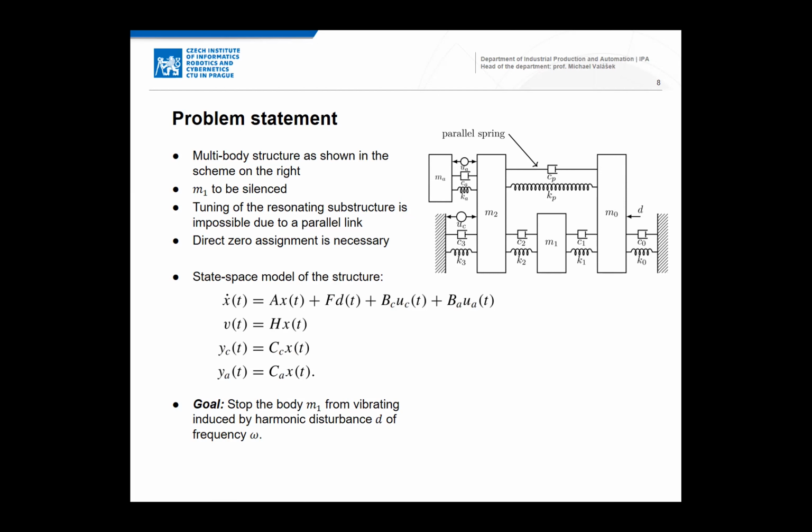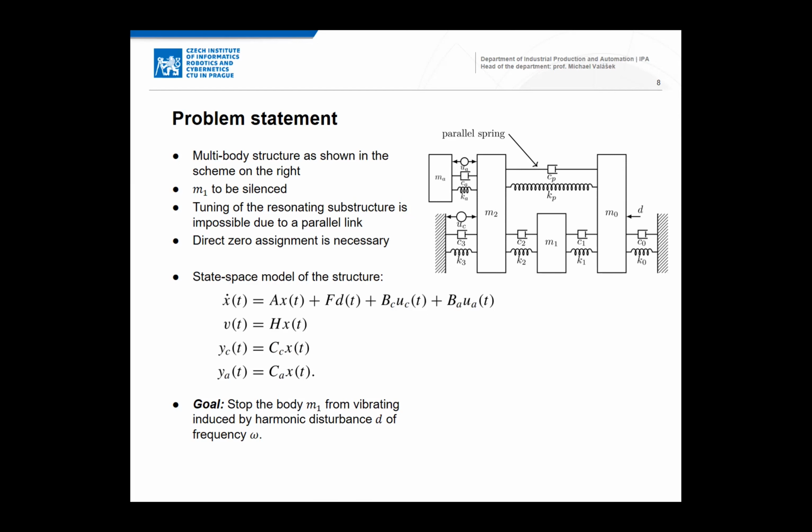We use a state-space model with our output B, which is the displacement of the body M1, which we assume is not available. And there are two local input-output pairs, YC, UC, and YA, UA, which we use for suppression and stabilization.